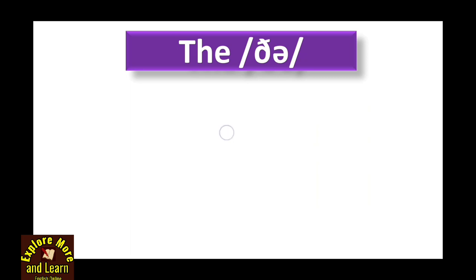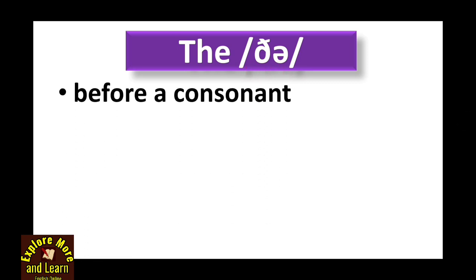So first of all, you should know that this word "the" is pronounced as "thuh" when it appears before a consonant. When "the" appears before a consonant, it is pronounced as "thuh". So this is phonetic transcription of this word "the". That's why I have written it with these symbols. Okay, so how will you pronounce it? "Thuh". When it appears before a consonant.